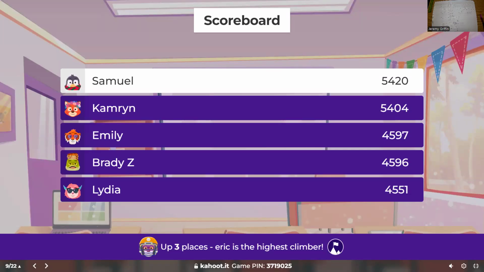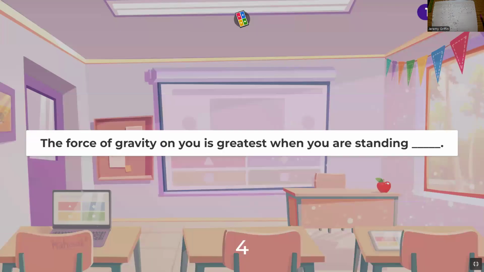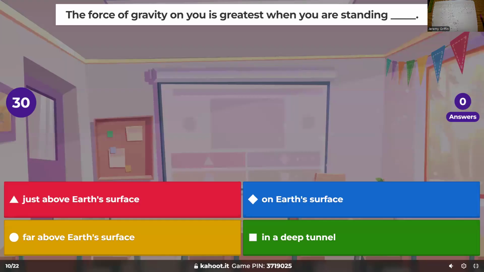We got Lydia, Brady, Emily, Cameron, Samuel. Ooh, it's a tight race too. The force of gravity on you is greatest when you are standing where?